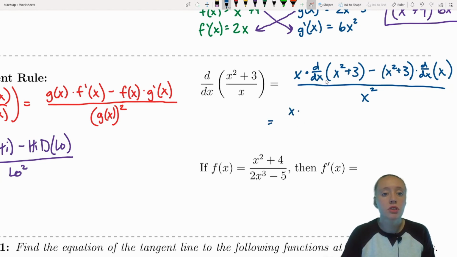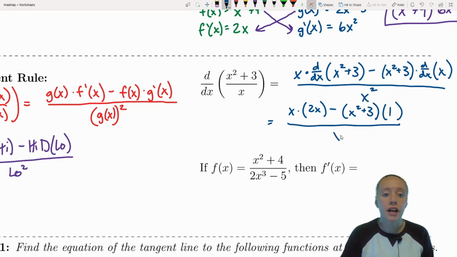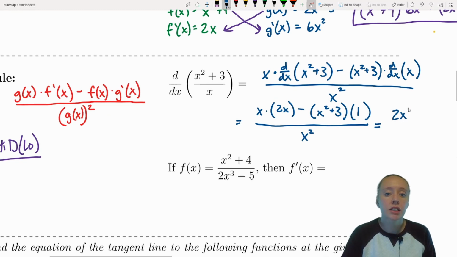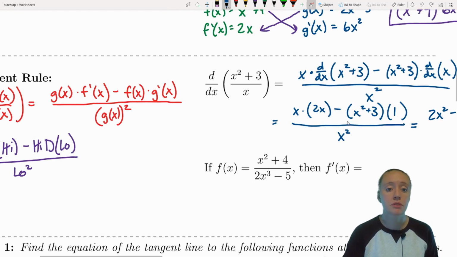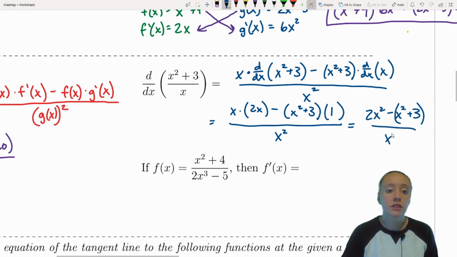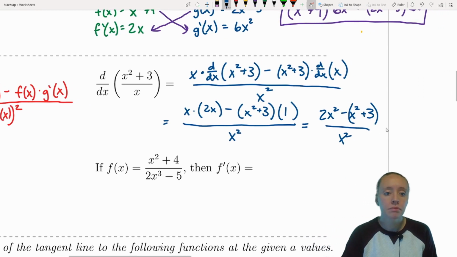We have x times the derivative of x squared plus 3, which is 2x, minus x squared plus 3 times the derivative of x, which is 1. And that's all over x squared. Now this one's going to simplify down a little bit for us. We'll have 2x squared minus (x squared plus 3). And remember, this x squared plus 3 should be in parentheses because that entire function is subtracted. And then that's all over x squared. 2x squared minus x squared is going to give me just a single x squared. And then I'll be subtracting 3, and that's all over x squared.